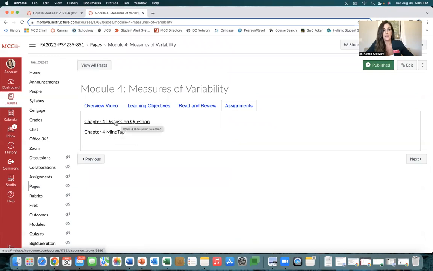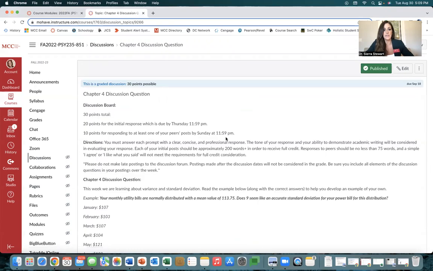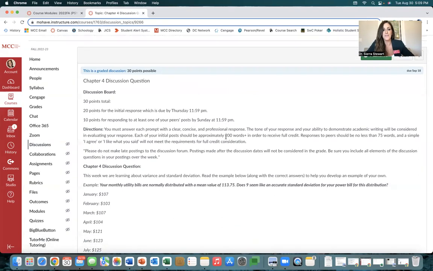For your assignments, you're going to have your Chapter 4 MindTap, so make sure that you definitely go ahead and do that. And then for your discussion, you're going to do a little bit of digging for some of your bills.